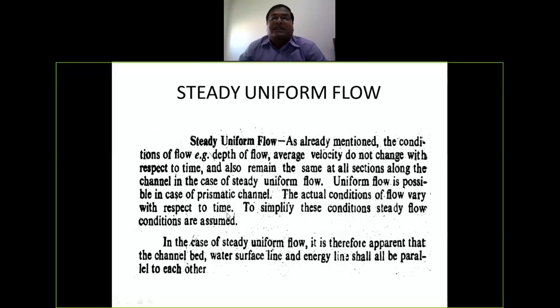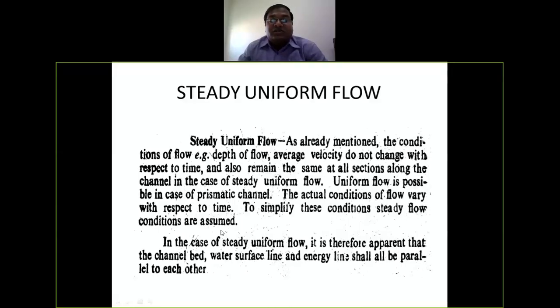Okay, prismatic channel, non-prismatic channel. For a prismatic channel, the cross section is generally not varying, like a canal. A river is a non-prismatic channel, in which the cross section of the channel is generally varying. So the actual condition of flow varies with respect to time. To simplify this condition, steady uniform flow conditions are assumed.